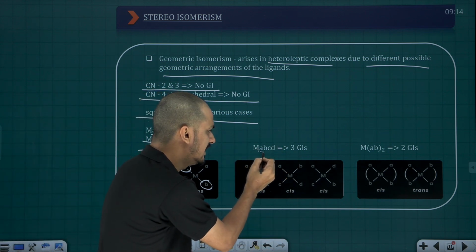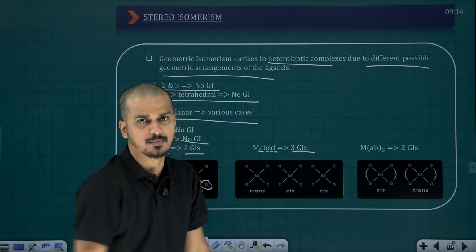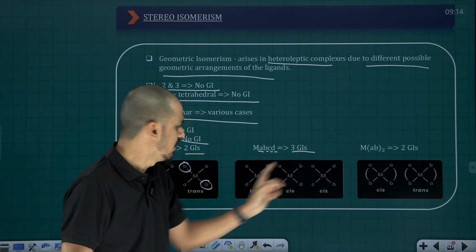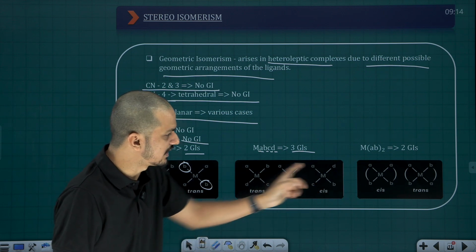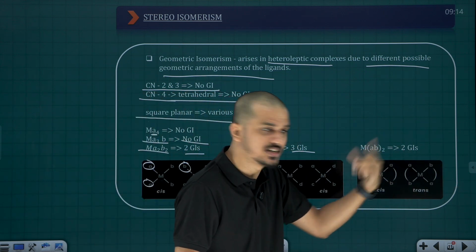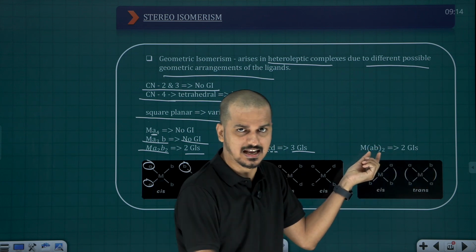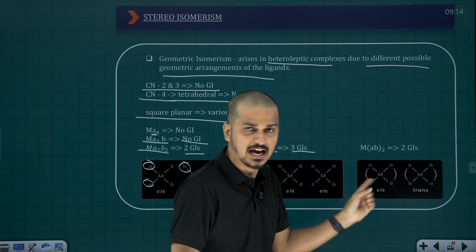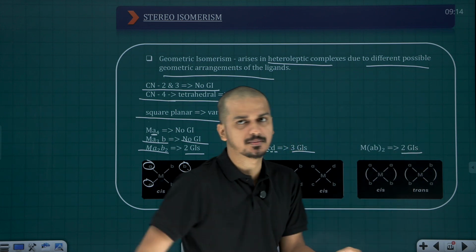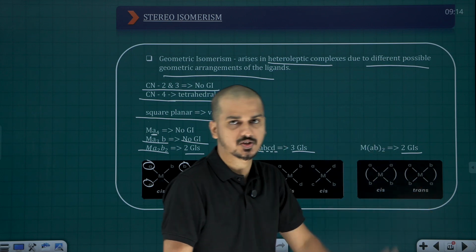MABCD means A, B, C, D, all the ligands are different. At that time, 3 geometrical isomers are possible: 2 cis and 1 trans. Then M(AB) twice, where AB is a heteroleptic didentate ligand. So how many geometrical isomers are possible? 2 geometrical isomers are possible, one is cis and another is trans.